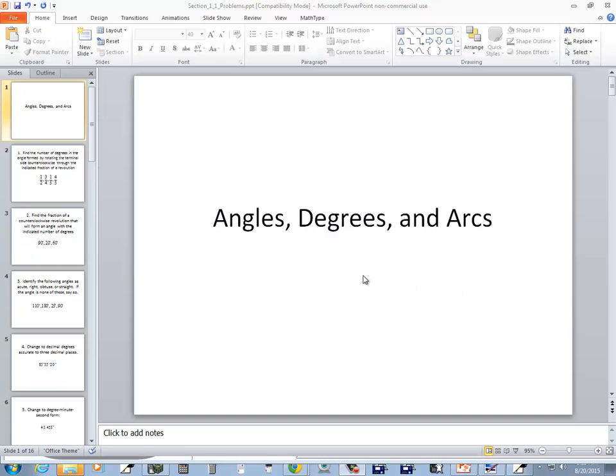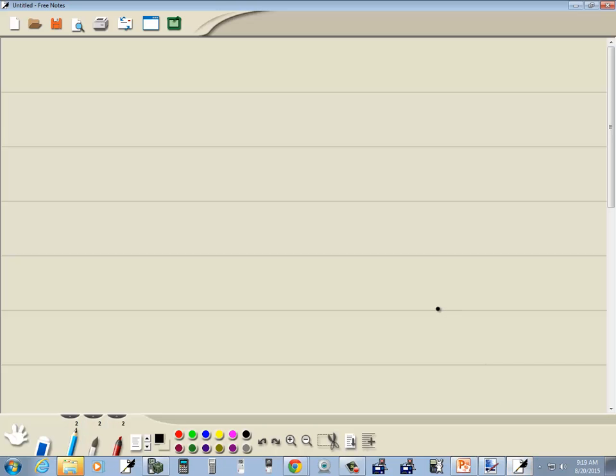Let's take a look at angles, degrees, and arcs, and let's discuss some basic definitions. Of course, you remember from algebra, this is a line. It has arrows on both sides, so it goes forever in both directions.